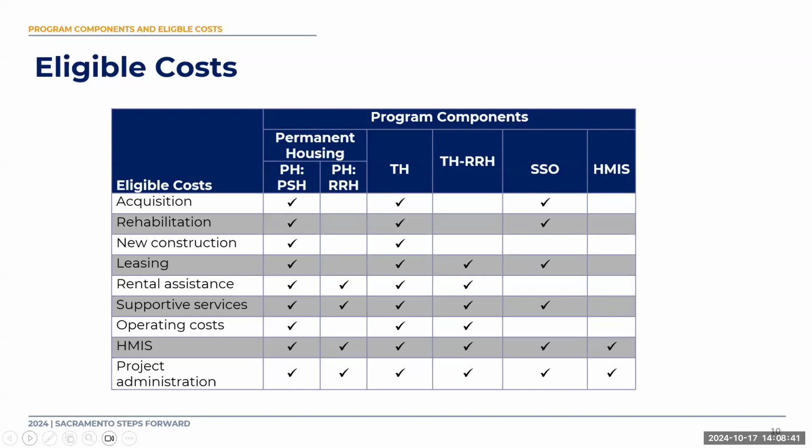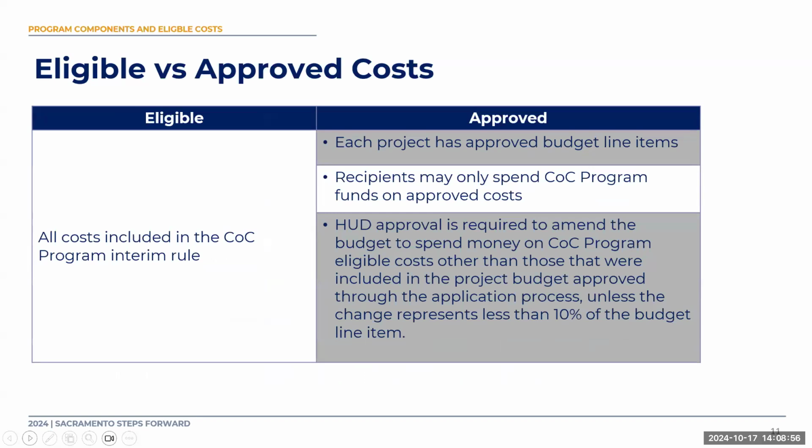So eligible costs are those that are included in the CoC program interval, as shown on this slide. But in the next slide, if we can go to the next slide, Jay, thank you. We are distinguishing between the two. So your approved costs are those that are the budget line items specifically approved by HUD in your grant agreement. So although on the previous slide, all of those costs are eligible for a specific program component, it's important to look at your specific budget that's been approved by HUD to see what eligible costs are included for your project.